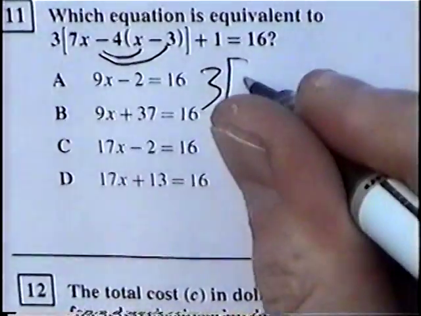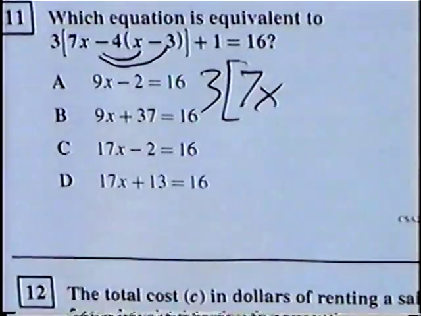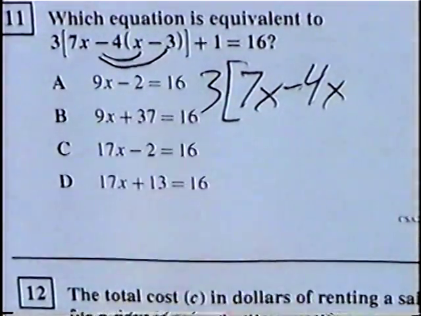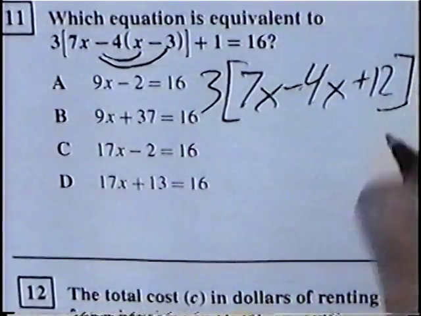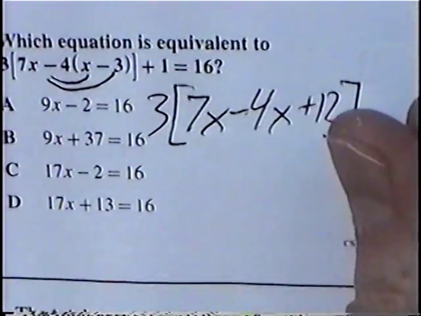The 7x would stay the same. And distributing the negative 4 times x would be negative 4x. And negative 4 times a negative 3 would be positive 12. Closing the brackets, we'll then have plus 1 and equals 16.